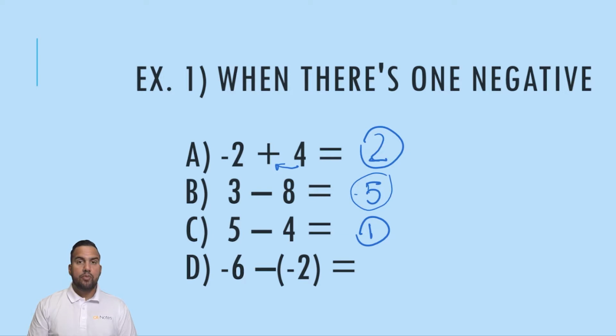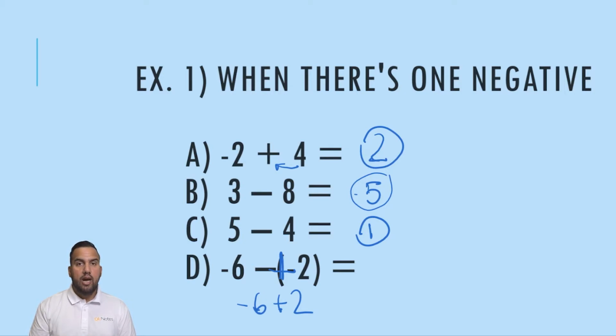Now D. What happens when you see two negatives next to each other? You turn into a positive. So this right here is going to turn to a positive, so I'm going to rewrite it. It's going to be negative 6 plus 2. And then when you see this, you're going to go back to the beginning.